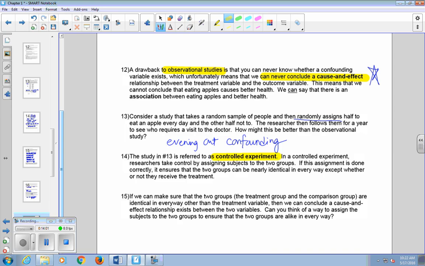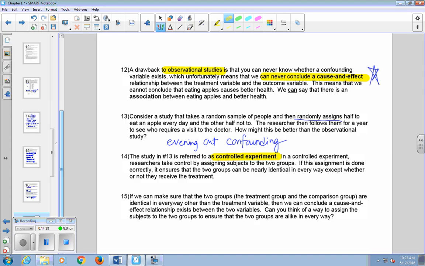So this is another type of study. The first one we looked at was observational studies. The second study we're looking at is a controlled experiment. In a controlled experiment, researchers take control by assigning subjects to their two groups. So in an experiment, the researcher is doing something. They're assigning the subjects to groups and telling who's getting the treatment. If this assignment is done correctly, it ensures the two groups are nearly identical in every other way except whether or not they receive the treatment.